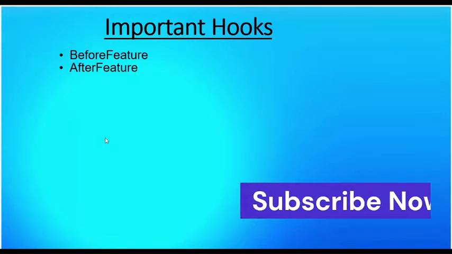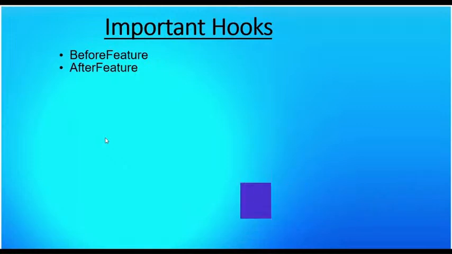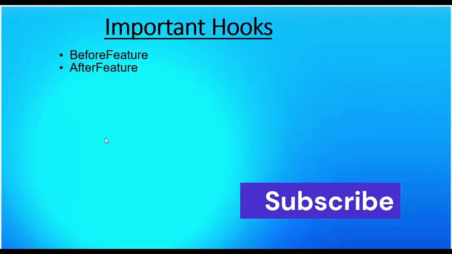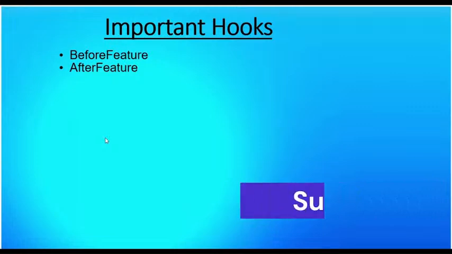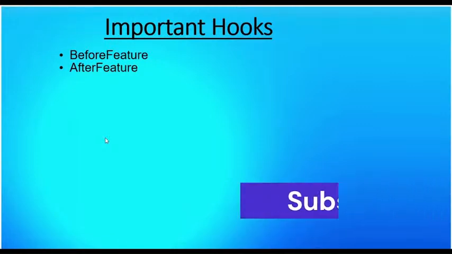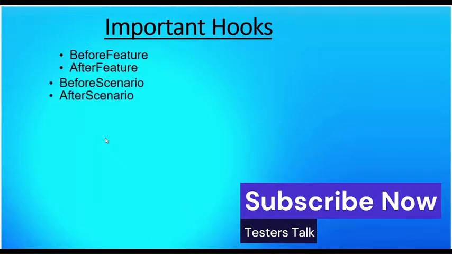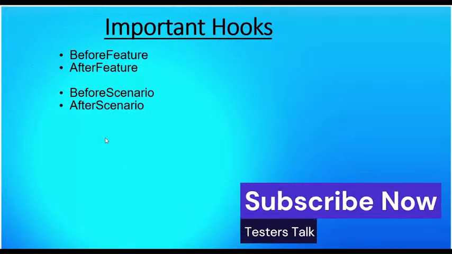So in the first hook, that is a before feature. This code will be executed before executing any of the features in your automation framework. And the second one we have is after feature, and whatever code you have written in this after feature hook will be executed after executing any of the feature files.